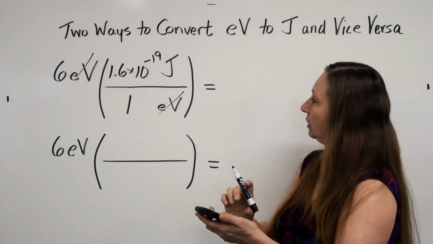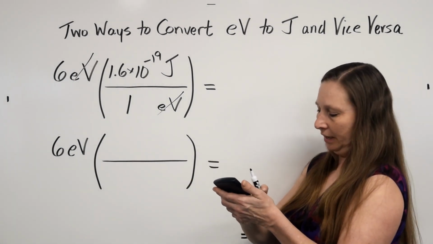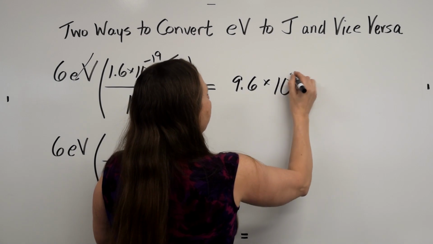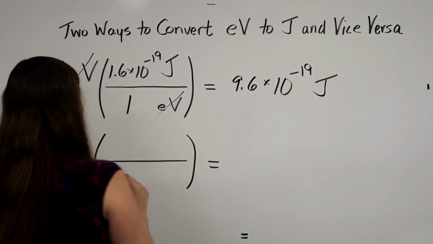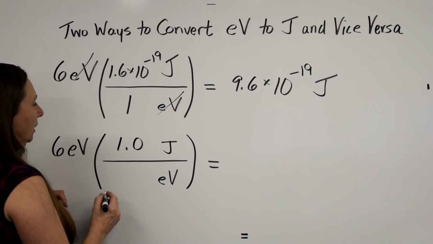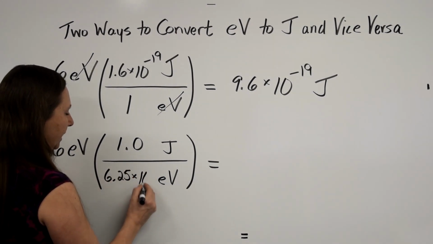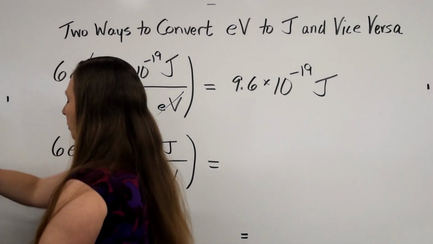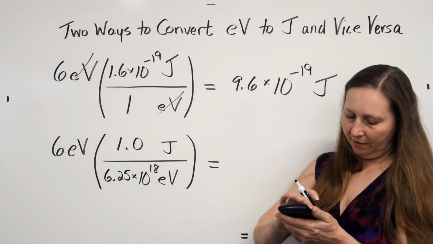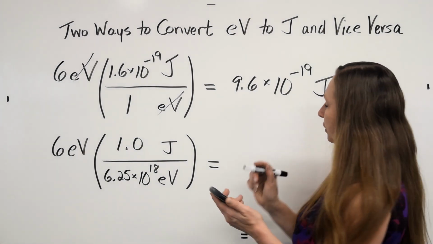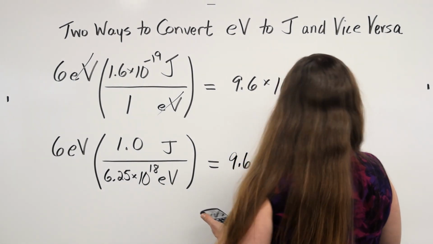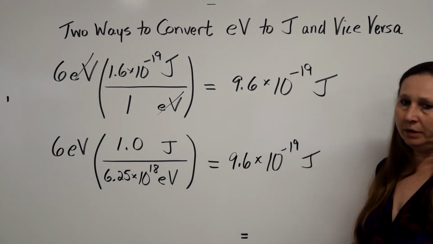6 electron volts times 1.6 times 10 to the negative 19 is 9.6 times 10 to the negative 19 joules. Now, what's also correct is that in 1 joule, there are 6.25 times 10 to the 18th electron volts. So if you take the 6 and divide by this number, 6 divided by 6.25 times 10 to the 18th, we also get, as we would hope, the same correct answer, 9.6 times 10 to the negative 19 joules. So you can do it this way or you can do it that way. It doesn't matter.